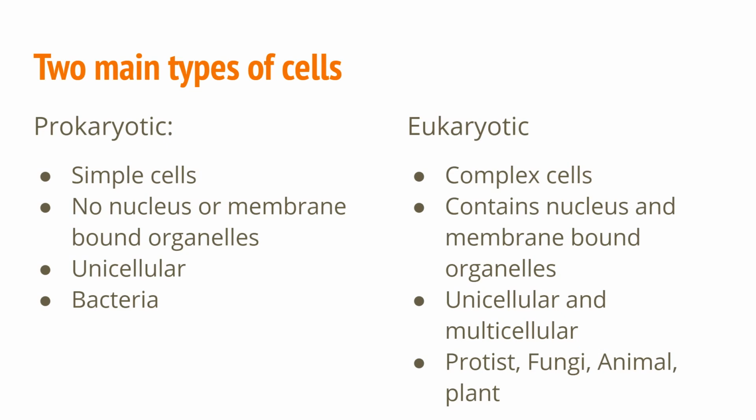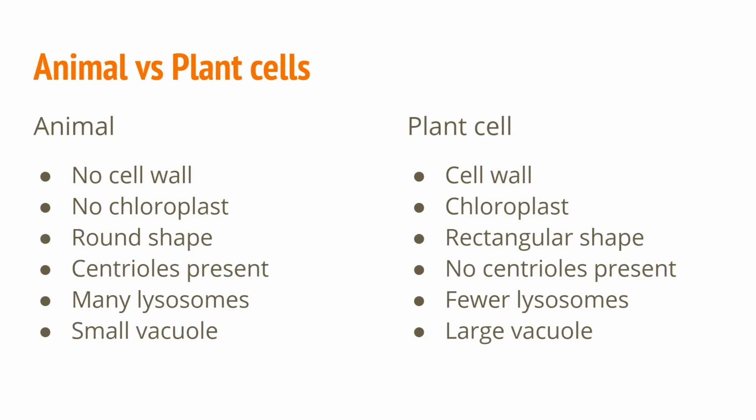The eukaryotic cells are complex cells. They contain a nucleus and membrane-bound organelles, and they can be found in unicellular and multicellular organisms. The two types of eukaryotic cells that we are going to discuss this year are animal and plant cells. The major differences are that animal cells do not contain a cell wall, they do not have a chloroplast, they have a round shape, and centrioles are present. Centrioles are used in cell division. We will talk about that later on in the year.